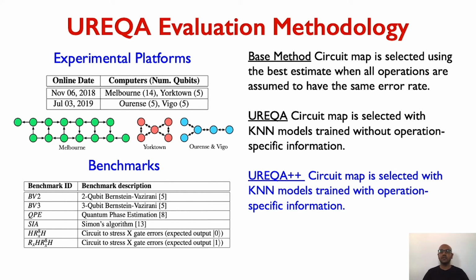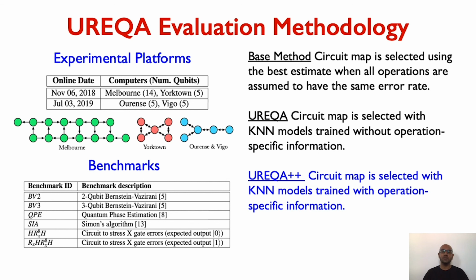One is the base method, which is where the circuit map is selected just using the assumption that all operations have the same error rate. Then there is the base UREQA method, where the KNN models are developed without any operation-specific information. And then there is the UREQA++ method, where the KNN models for prediction are developed using operation-specific information.